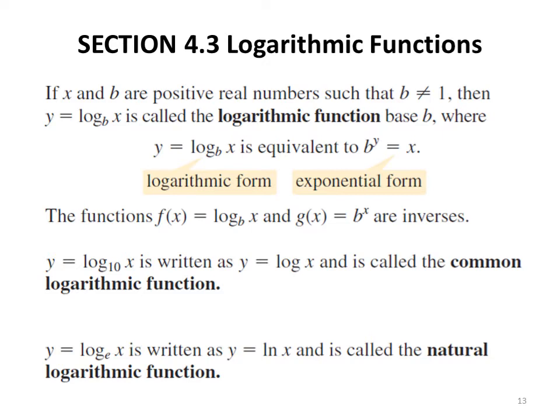For the base 10, you just write log x, and this is called the common logarithmic function. For the other special base, the number e, log x to the base e is written as ln x. This is just the natural logarithm, the log to the base e.